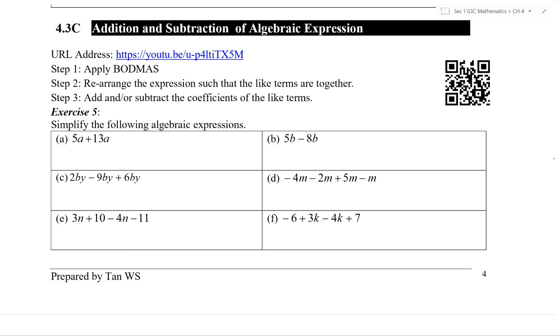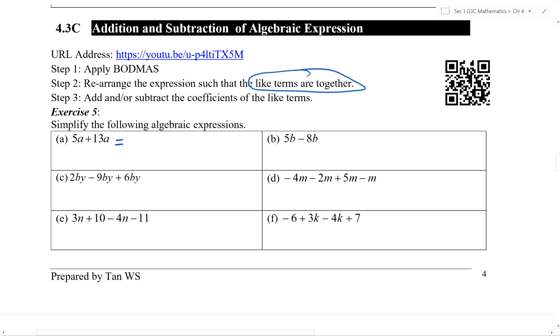Okay. So to do our addition and subtraction, apply your BODMAS, rearrange such that you put all the like terms together. Imagine I tell you 3 apples plus 2 oranges plus 5 apples plus orange plus apple. We group all the apples together, we consider how many apples altogether. Then we group all the oranges together, we consider how many oranges altogether.